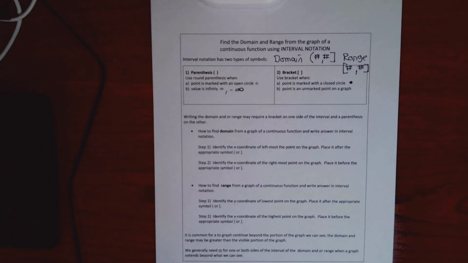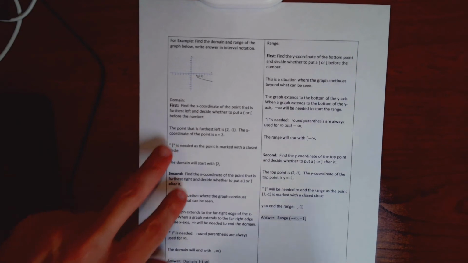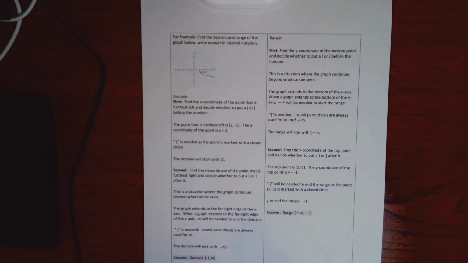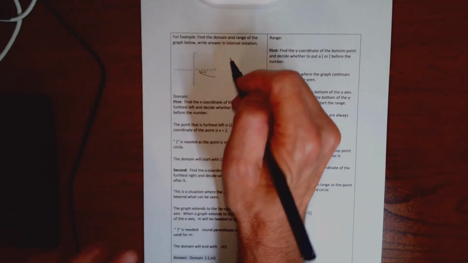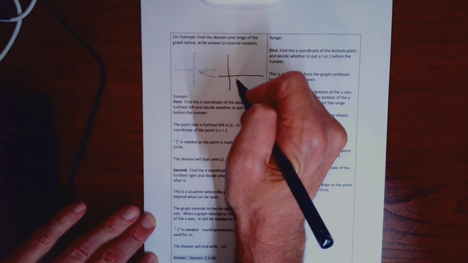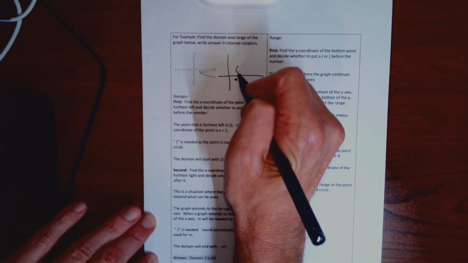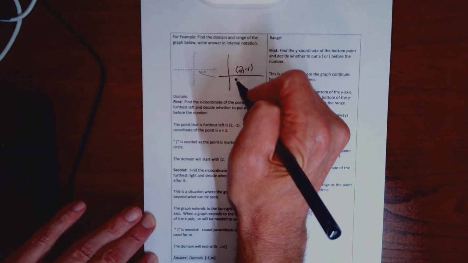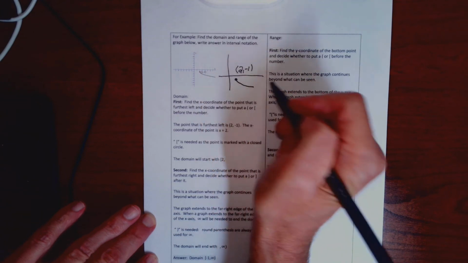Unfortunately, there'll be times that we're given a graph and the portion of the graph that we're given isn't all of the graph that exists, meaning the graph extends beyond what we see. I don't know how well this shows up, so let me draw this graph a little bit bigger. In this example right here, I ask in this write-up to find the domain and range of this graph.